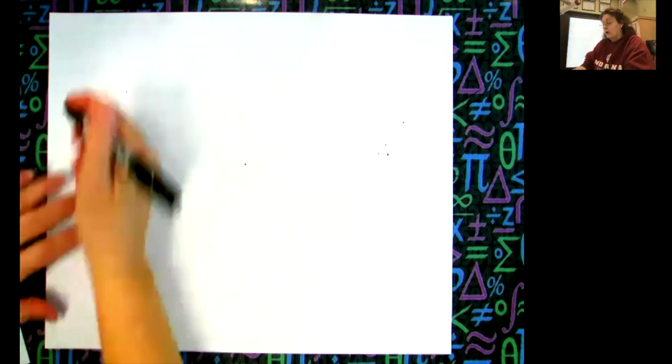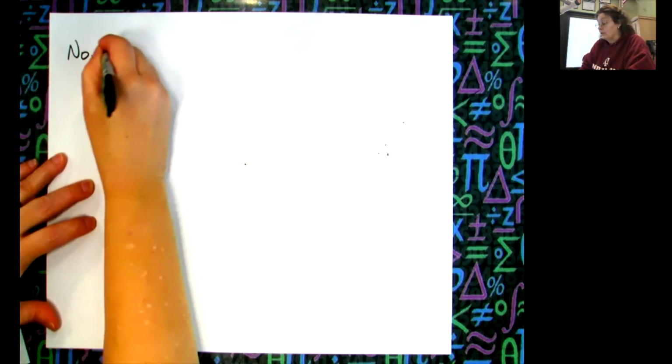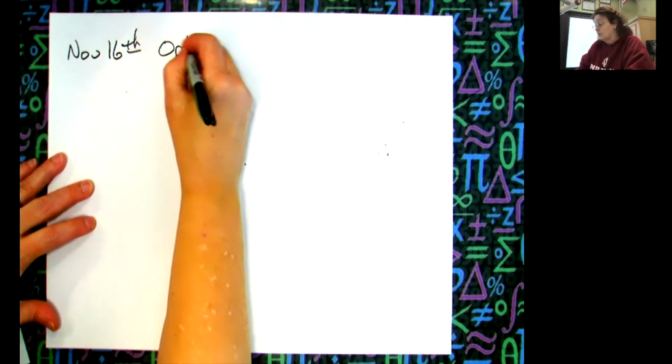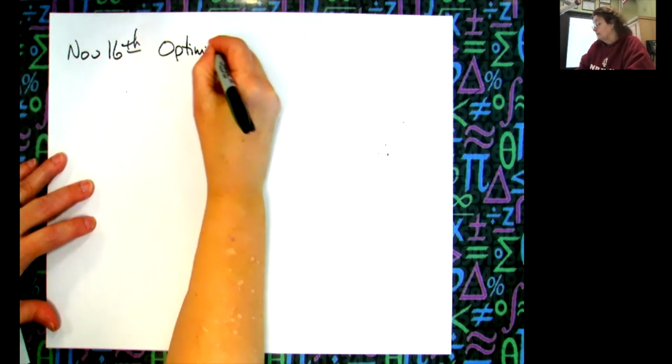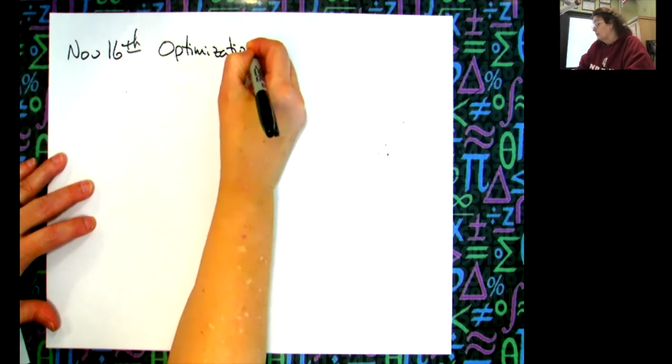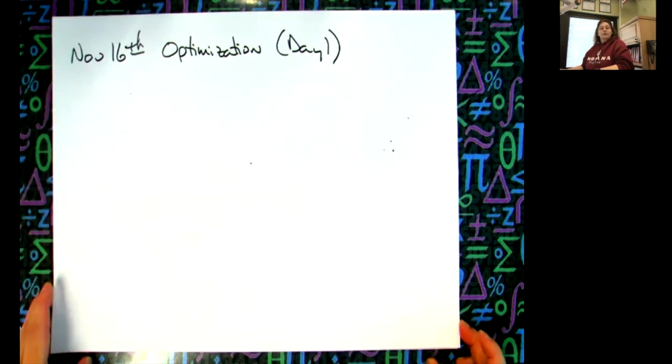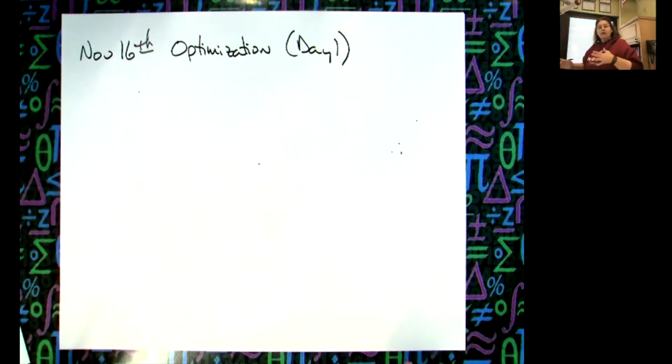Right, so let's go ahead and date it and then write down our 6 steps that we're going to do with this. All right, so November 16th. And this is optimization problems. And then let's put day 1, because we're going to take 2 days to do this. Since the problems take so long, we're going to do 2 examples today. We'll do 2 examples tomorrow.